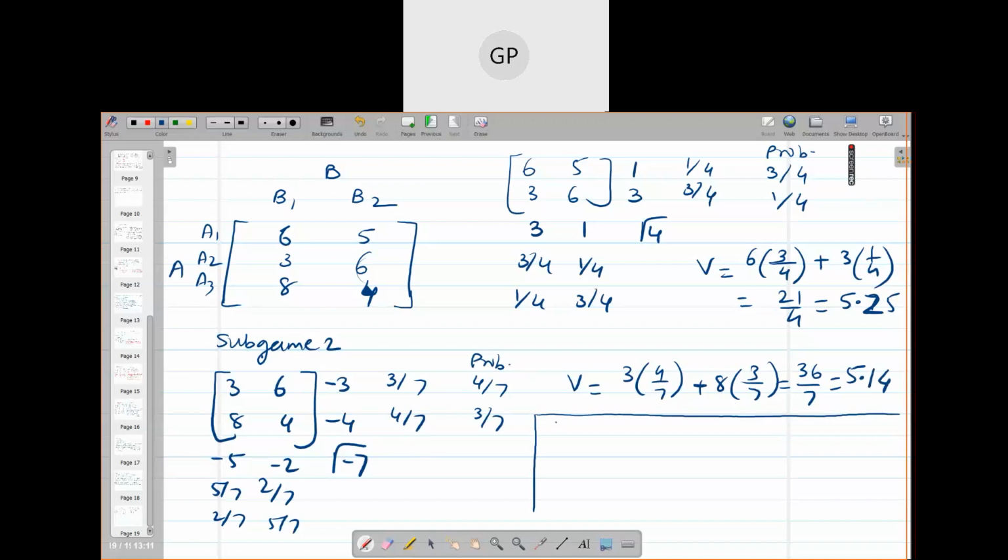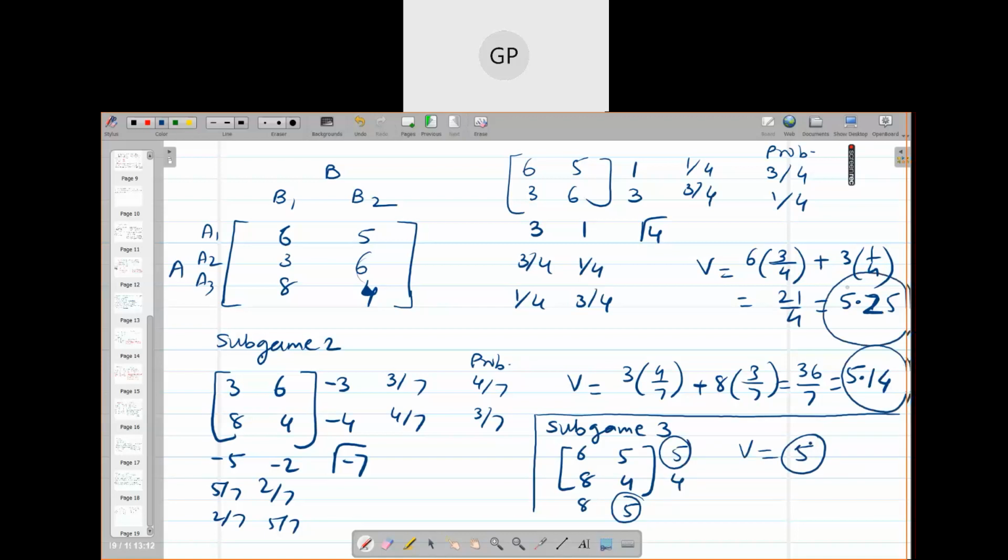So subgame 3. Which subgame is remaining? 6, 5, 8, 4. Does it have any saddle point? 5, 4, 8, 5. I think it has a saddle point. Right? So value of the game is 5. So we have to select that game which has maximum value. So that is 5.25 here. That is the very first game.